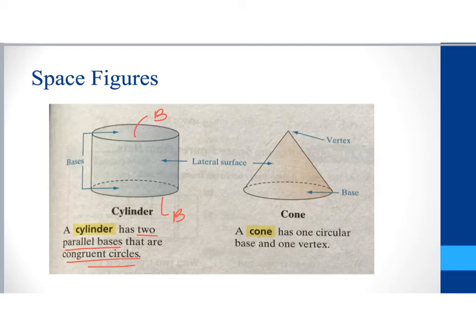And the last space figure that we're going to look at is what we call a cone. A cone has one circular base, and then it has one vertex. In other words, it's going to come to a point, kind of like an ice cream cone would.